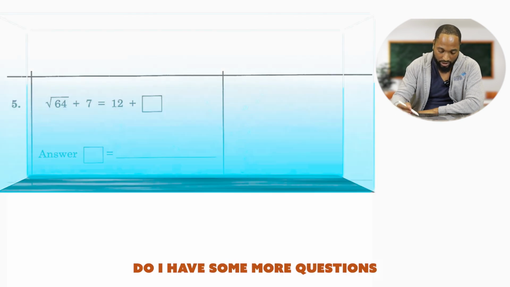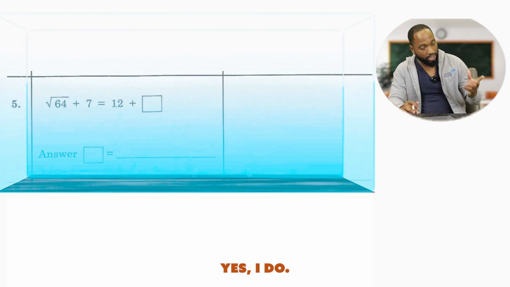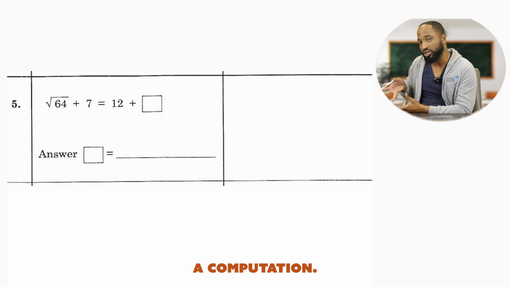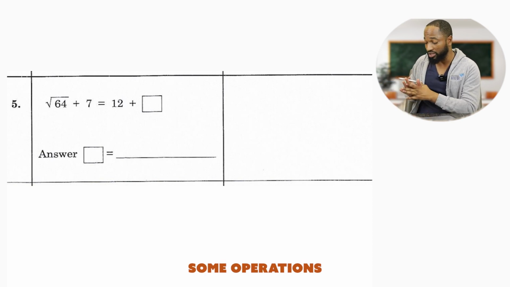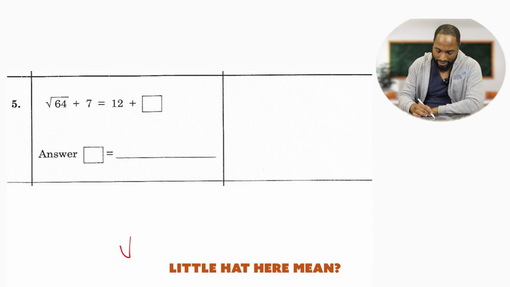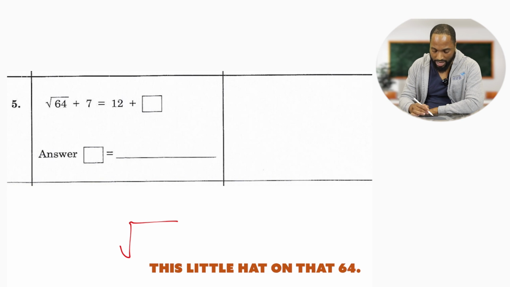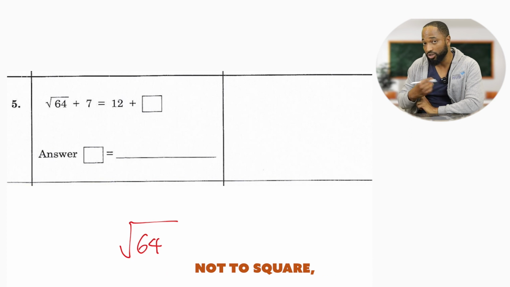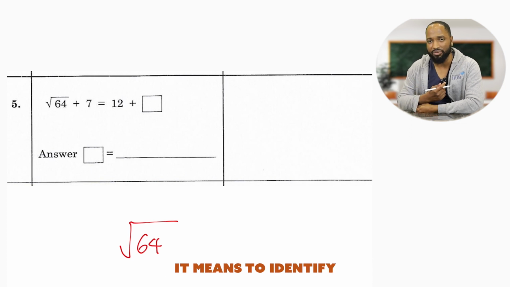Brilliant. Do I have some more questions here in the tank? Yes, I do. So we have a computation question, where we need to use some operations and see if we can get it. What does this little hat here mean? This little hat on that 64. It means to find the square root. Not to square, but find the square root. It means to identify or recall the number that when I multiply it by itself, I get 64.